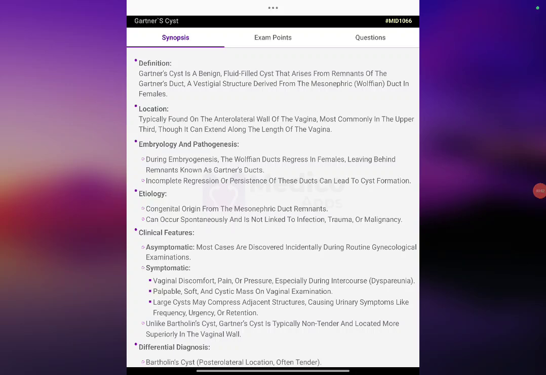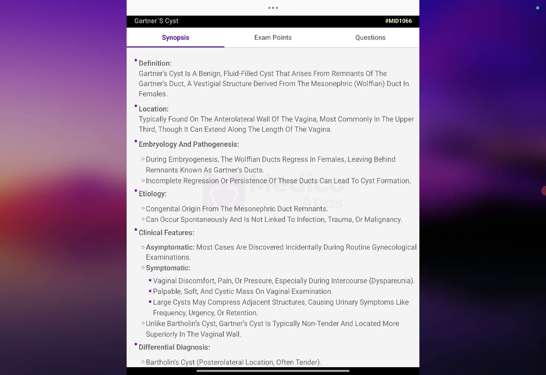Gartner cyst. This is a benign fluid-filled cyst that arises from the remnants of the Gartner duct, a vestigial structure derived from the mesonephric duct in the female, typically found on the anterior lateral wall of the vagina, most commonly in the upper third, though it can extend along the length of the vagina.